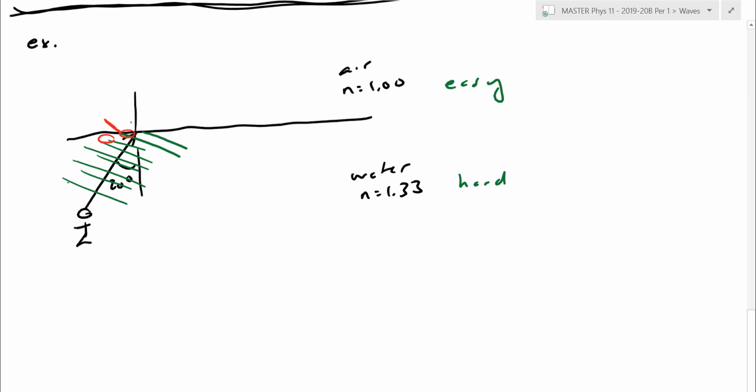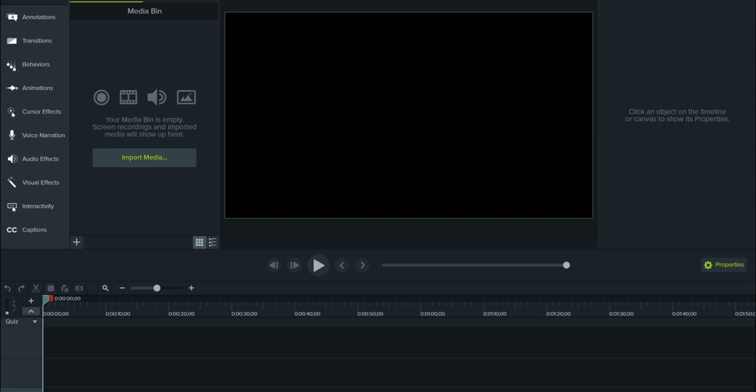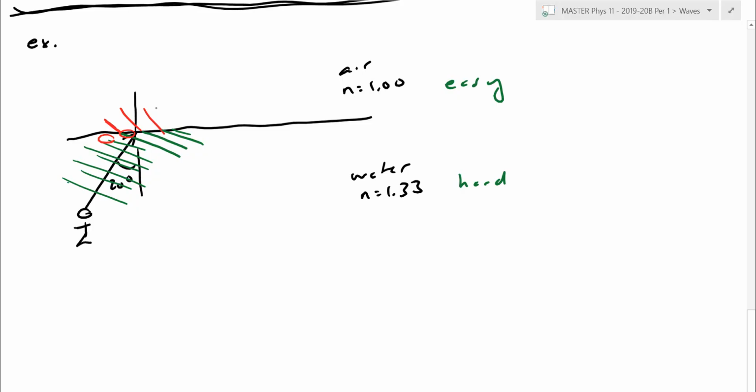There's a bunch more people that have now reached the boundary. They can walk a little bit faster. And hopefully you get this idea here. As they start walking a little bit faster, they're going to end up leaving at an angle that's actually farther away from the normal.